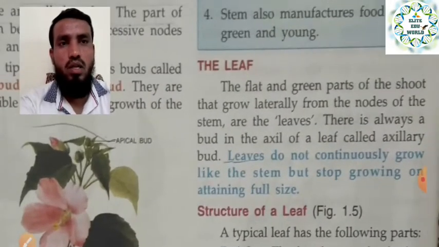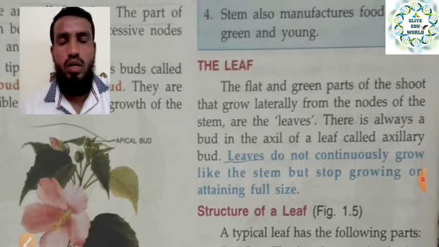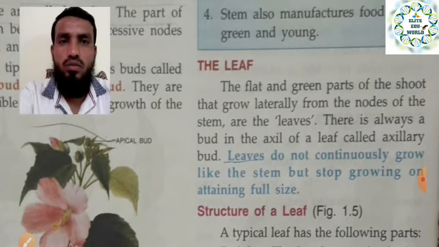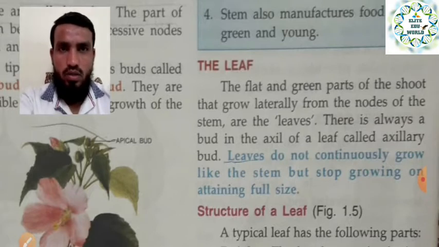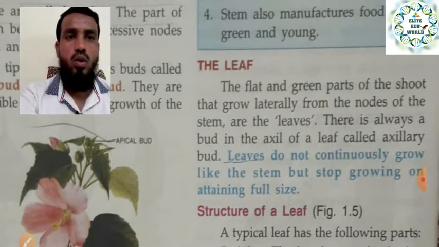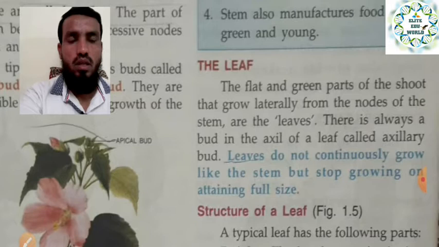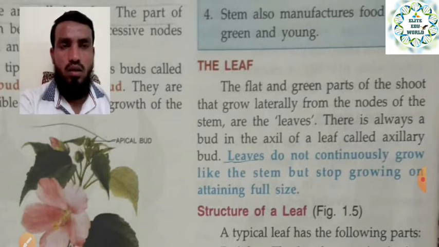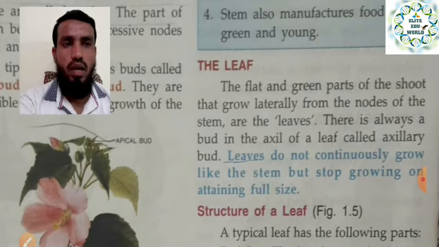Now we will discuss the leaf. Everybody knows the leaf and its importance, because it makes the food inside, photosynthesis happens in it, and it is also called the food factory of the plant. The leaf is the flat and green part of the shoot that grows laterally from the nodes of the stem. We have already seen that nodes are present in the stem, so from there the leaves grow. And there are always buds in the axil of the leaf, called the axillary bud, right? Axillary bud means it is on the angle of that stem, so that is called the axillary bud.